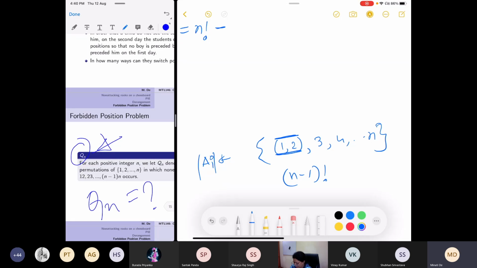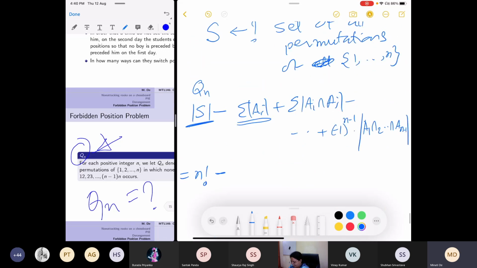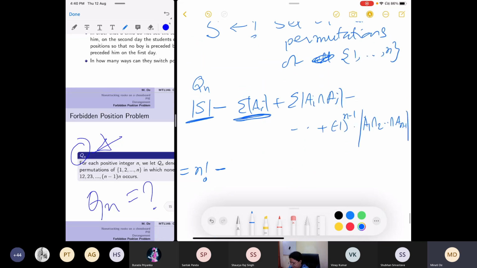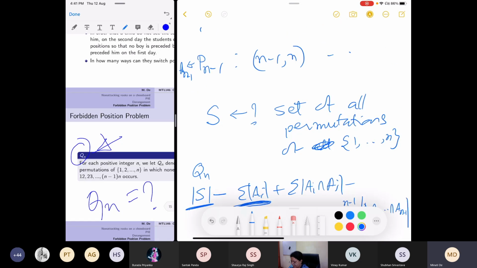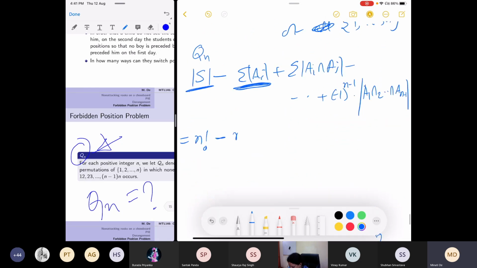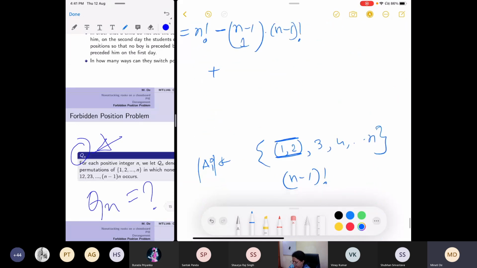Similarly, the cardinality of AI would be n minus 1 factorial. And how many of these AIs are there in your hand? You have only n minus 1 many. So this should be n minus 1 choose 1, times n minus 1 factorial. This is the second term. How about the next term? Can you tell me what that is?